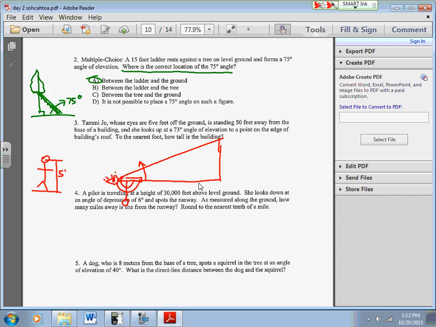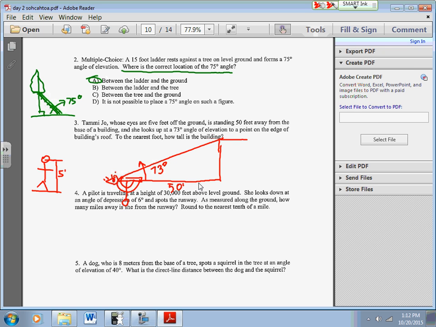It says Tammy, whose eyes are 5 feet off the ground, is standing 50 feet away from the base of a building. Remember, you are also going to get the height of this building outside. Okay? So you're 50 feet away. The angle of elevation is 73 degrees.